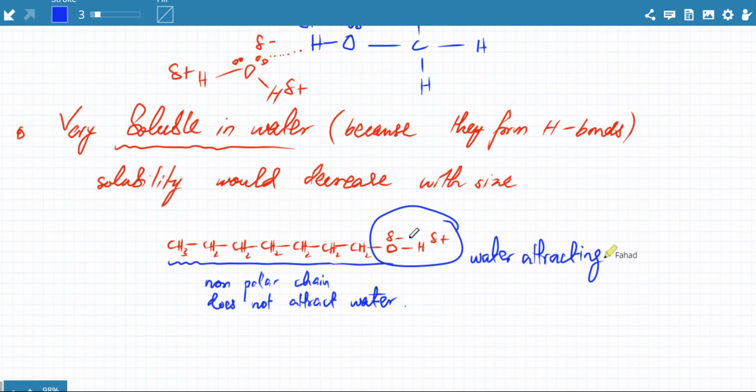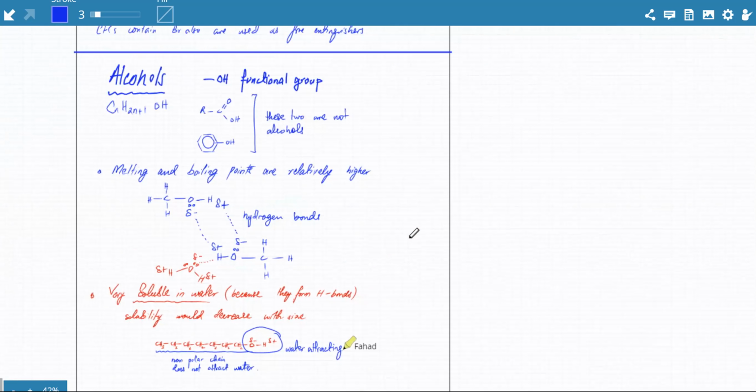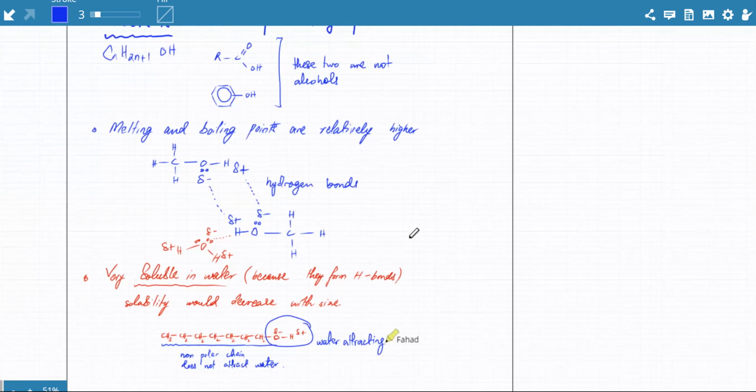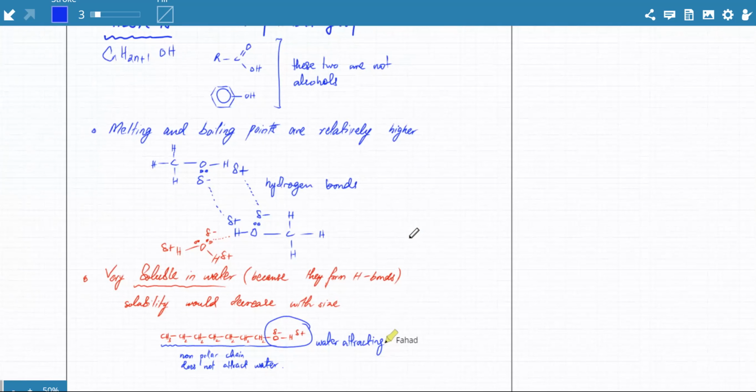तो अभी हमने बस वो physical properties पढ़ी है कि ठीक है, melting boiling point high है, क्यों? क्योंकि it's capable of forming hydrogen bonds. और हमने solubility का पढ़ा है क्योंकि obviously they're soluble. Why? Because they attract water molecules because they form hydrogen bonds.